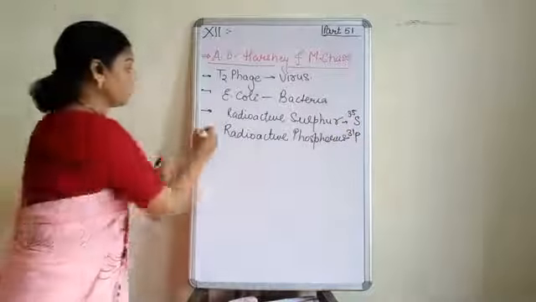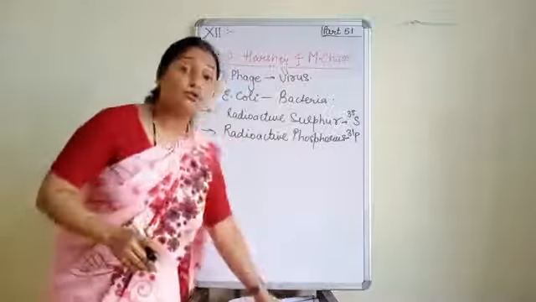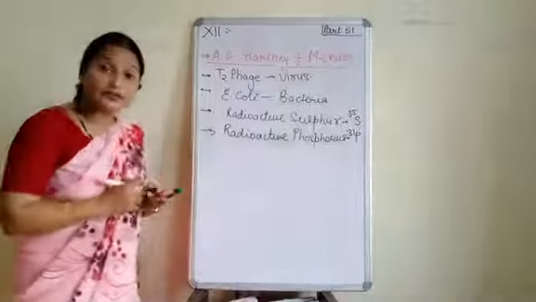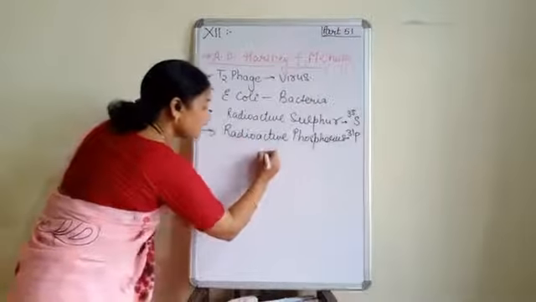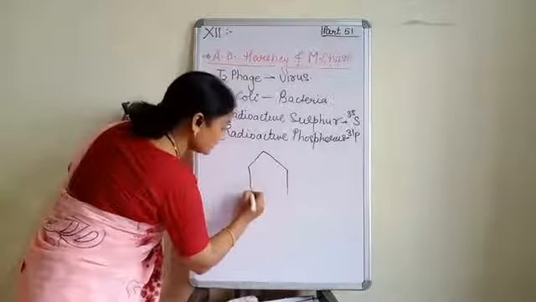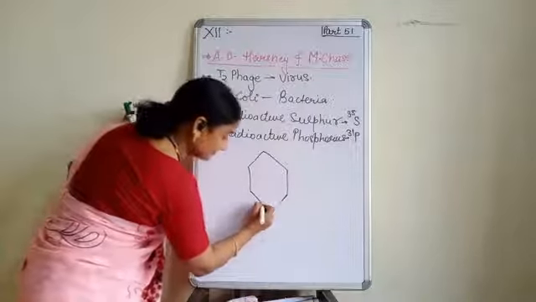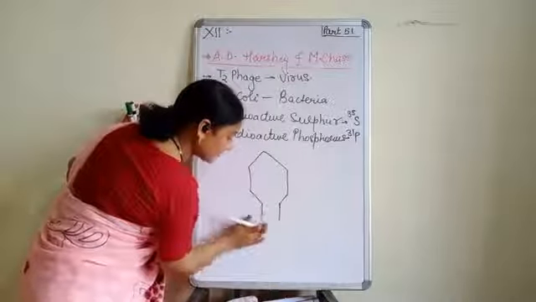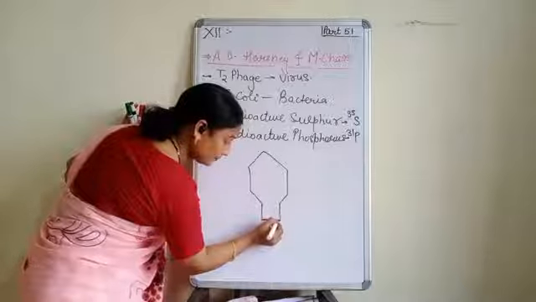Okay children, now see, one by one. They took T2 phages, that is, they took virus. Why did they take this virus? Because the body of the virus is like this. That is, the body of the virus is basically made up of only two things. One is protein and the next is DNA. Okay, I am drawing it. Now see.